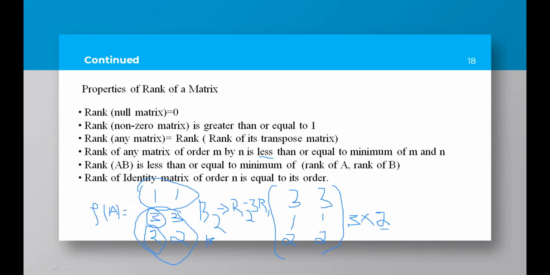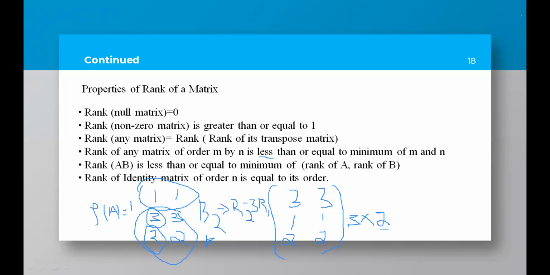So the property says the rank of any matrix of order m by n is less than or equal to the minimum of m and n. It's not always equal to the minimum of m and n; it may be less than that also. Sometimes it will be equal to the minimum of m and n, and sometimes it will be less. All of you understood this property?